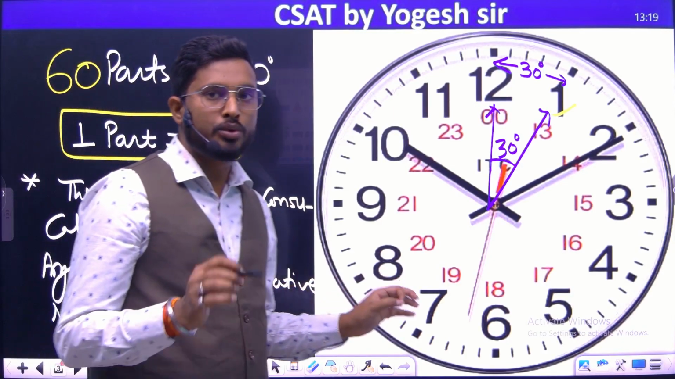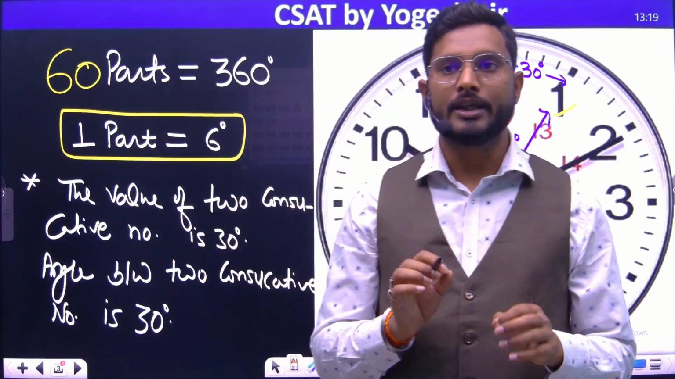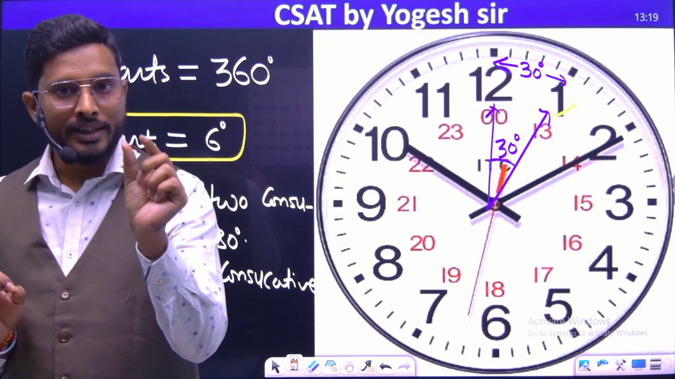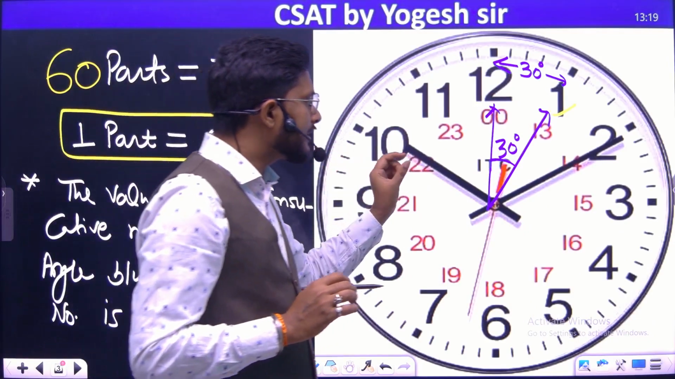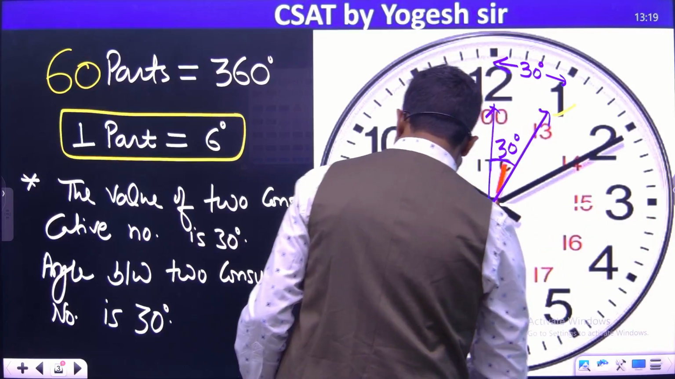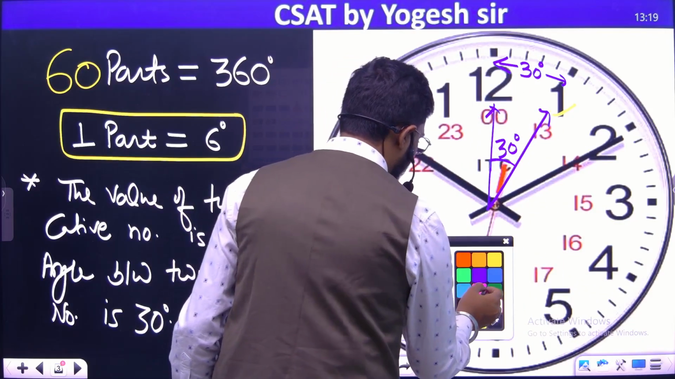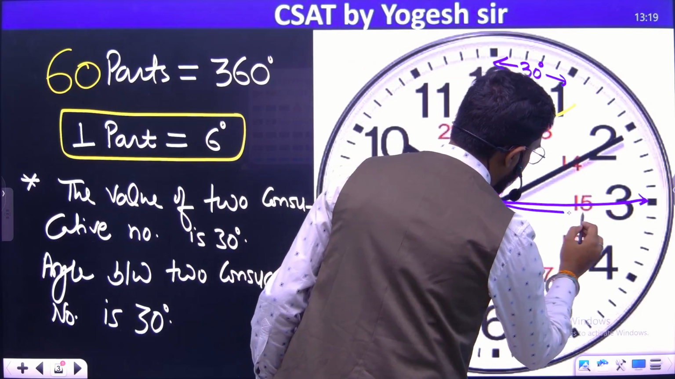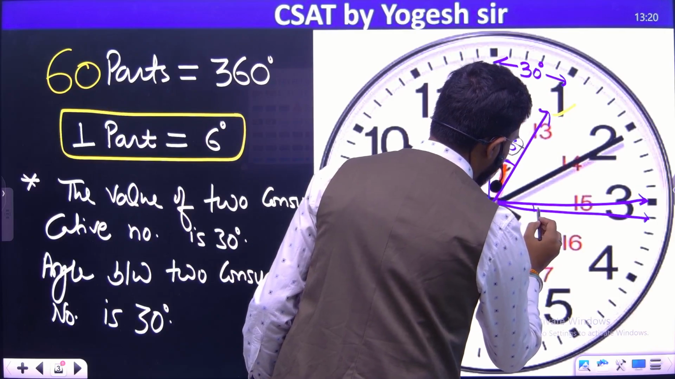The angle between two consecutive numbers is 30 degree, and the value of one minute part is 6 degree.